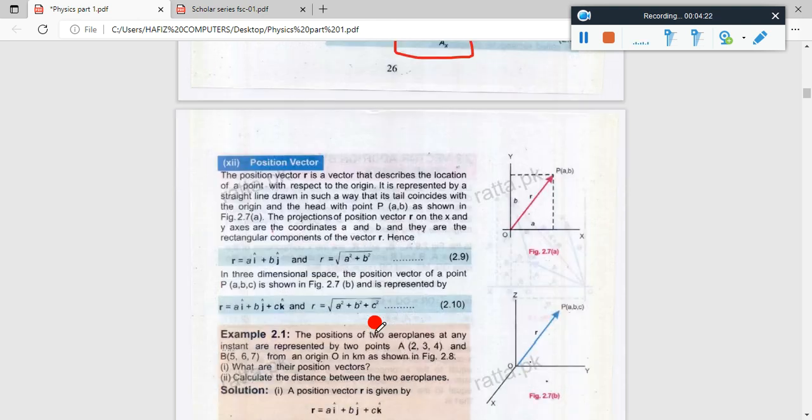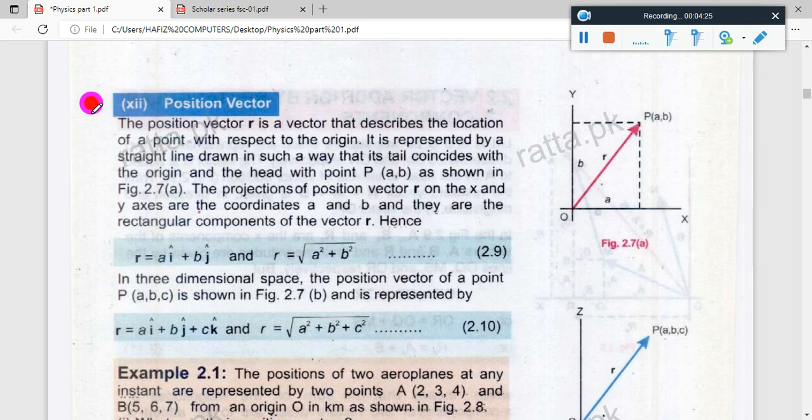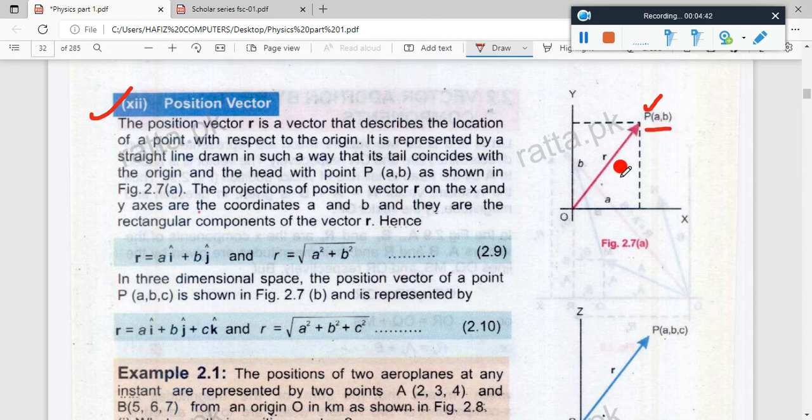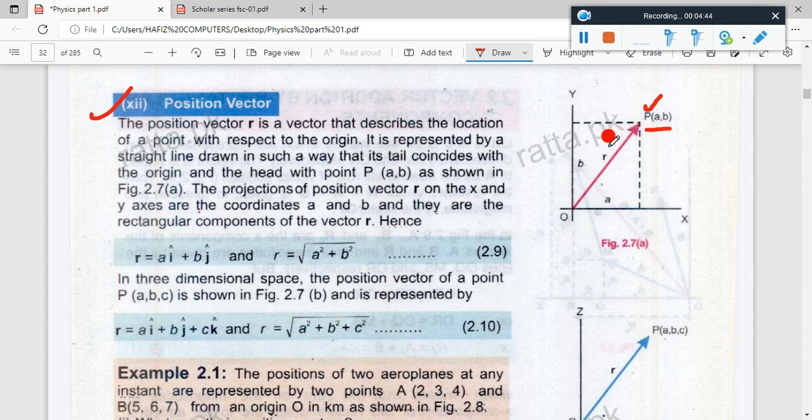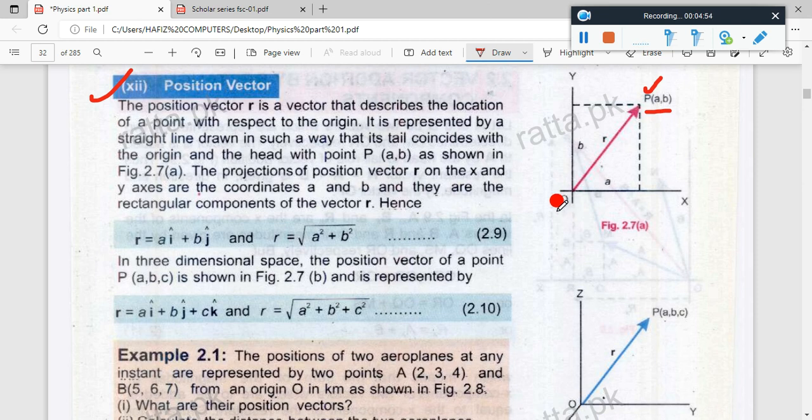Next one is the position vector. Position vector R is a vector that describes the location of a point with respect to the origin. For example, this is the vector shown as R. A position vector describes the position of a point with respect to the origin. For example, this is the point with coordinates A and B. If this vector R is drawn in this direction, it represents the direction of this point P with coordinates A and B with respect to origin O. This is called the position vector.